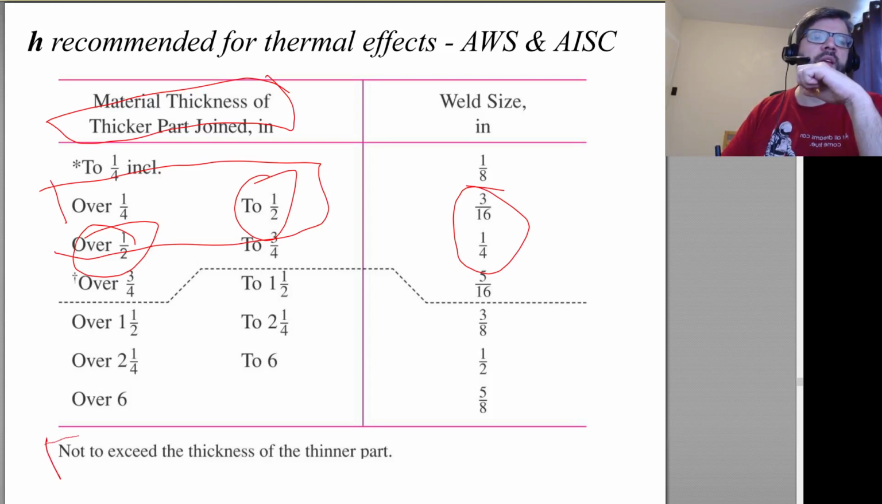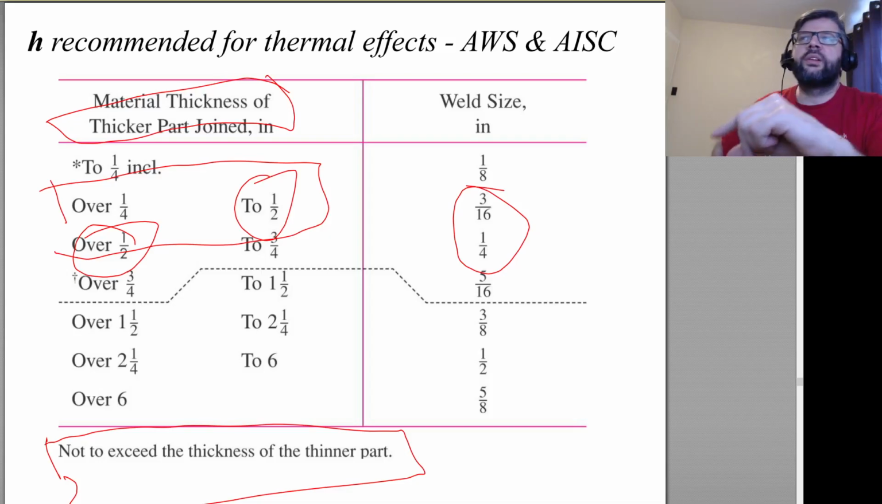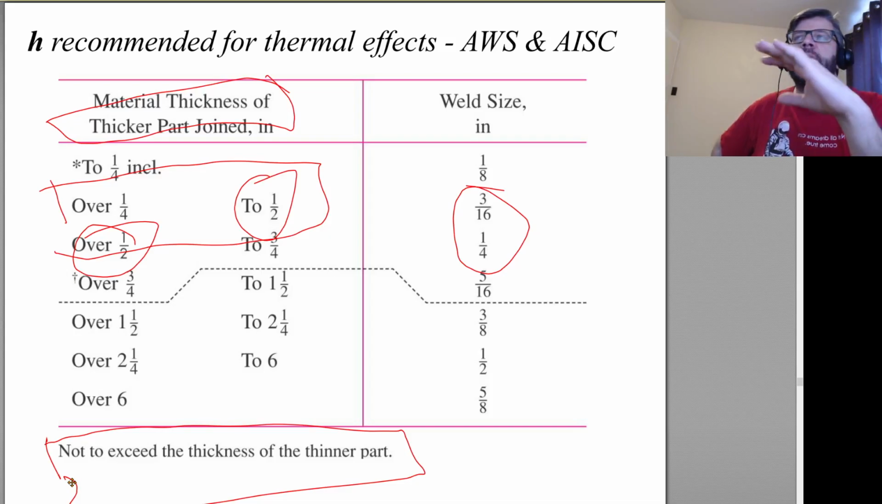One thing here, you don't want to be exceeding the thickness of the thinnest part in this instance as well. Essentially, this is due to the fact that when we lay down a thicker weld, it heats up a larger area of the parent material, so it evens out the thermal distortion that would otherwise occur.